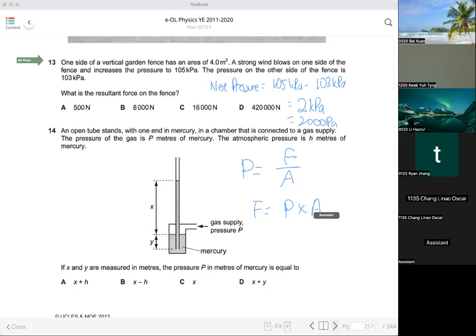Okay, so from this, can you all do the answer now? Okay, Yuting, well done. Bei Kwan, well done. So are you clear about this? So 2000 times 4 will give you 8000 Newton. So the answer is B. Okay, do question 14, everybody.